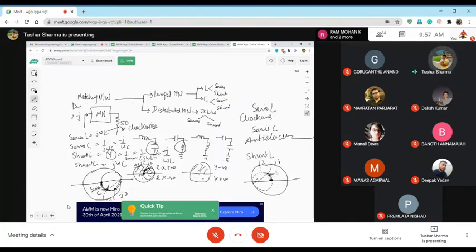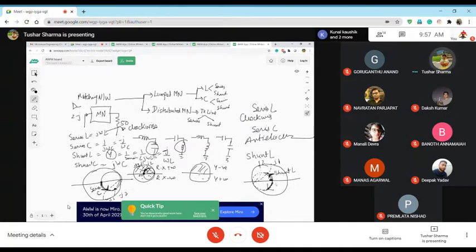So this will be my shunt L. Shunt L will move counterclockwise. Series L will move clockwise, but shunt L will move on a constant conductance circle. Similarly, shunt C, what will it be? It will be positive, and that positive will also increase. So shunt C will move in this direction.